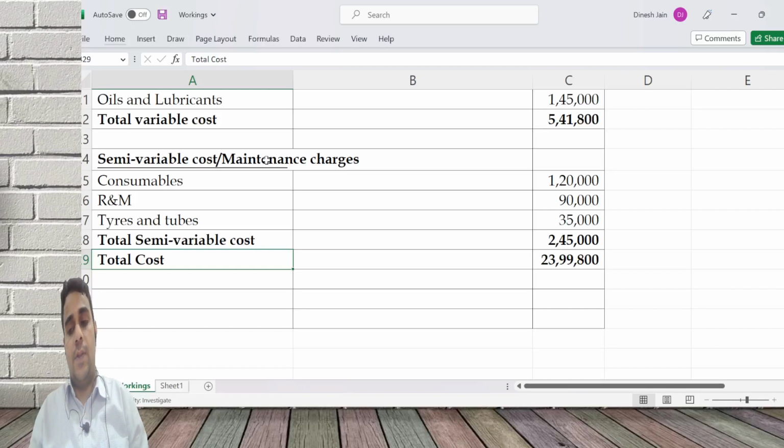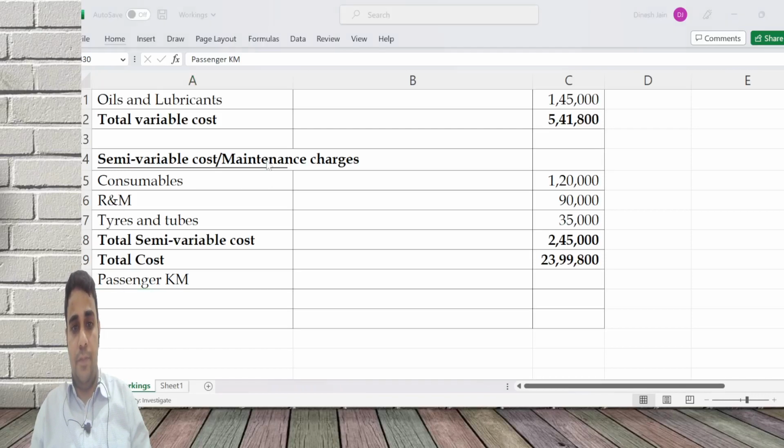Total cost. Normally we add profit margin on this and get fare per passenger kilometer, but they wanted cost per passenger kilometer. Any doubts on the overall cost? Let me know if anyone's still doing. I'll wait. Get the total cost figure. Anybody still doing, want me to wait, please let me know.